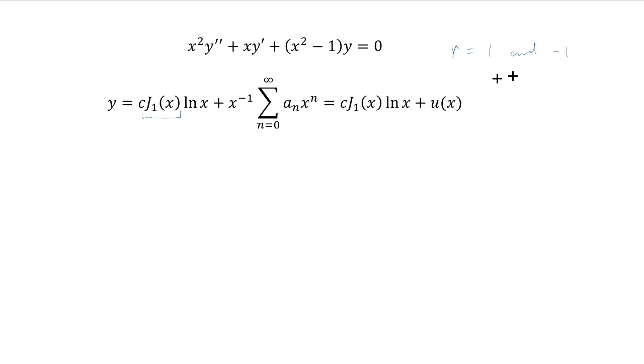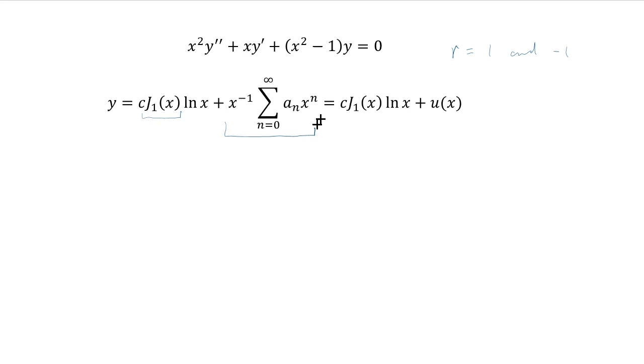The second solution, Frobenius suggests this, but because 1 and -1 differ by an integer, sometimes this fails. And indeed, if you try to plug this in and solve, you'll see that all of the a_n must be 0, and it fails to give any meaningful solution. In that case, Frobenius says to multiply the first solution that you got times the logarithm function, and then multiply it by some constant that has to be determined later.